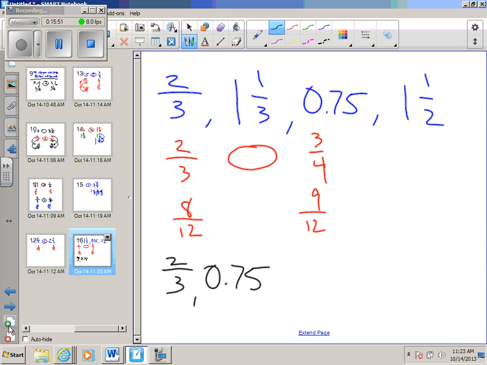Now it's a matter of choosing between the 1 1/3 and the 1 1/2. So did we really order 4 of them? We really only ordered 2 sets of 2, because we were able to tell just by looking at these which ones were smaller, which one was going to be bigger. So are both the whole numbers the same?